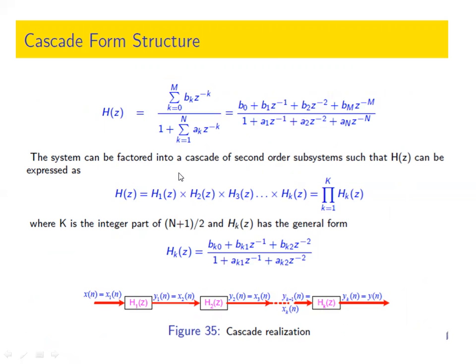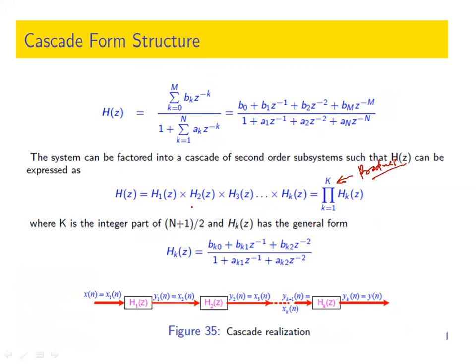So the system can be factored into a cascade of second order subsystems, such that H(z) can be expressed as H(z) equals H1(z) into H2(z) into H3(z) into Hk(z). So this is how we are writing the product over k equals 1 to K of Hk(z). This symbol we are using for the product purpose.